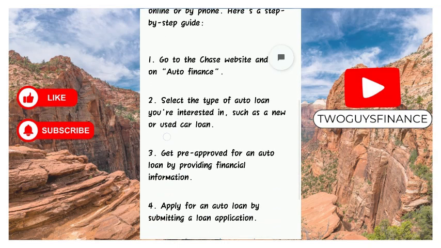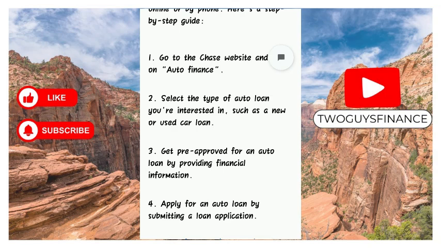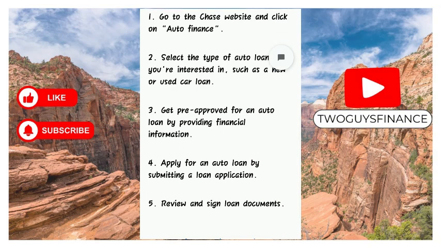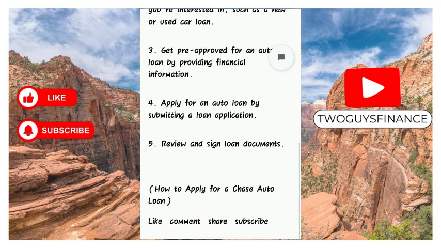And once that's done, you just want to get pre-approved for the loan by providing financial information. So you got to put that in to get pre-approved, and once that's all approved, you want to apply for the loan by submitting a loan application. Don't forget to review and sign loan documents to finalize the steps. And yeah, that's pretty much it on how to apply for a Chase Auto loan.